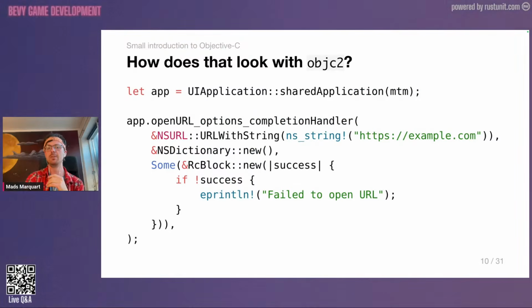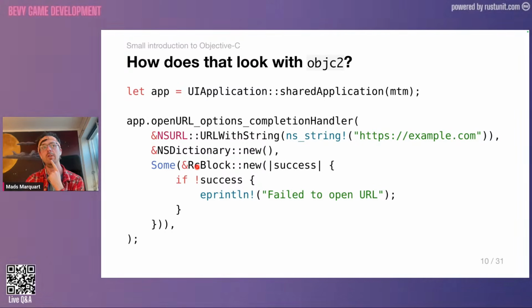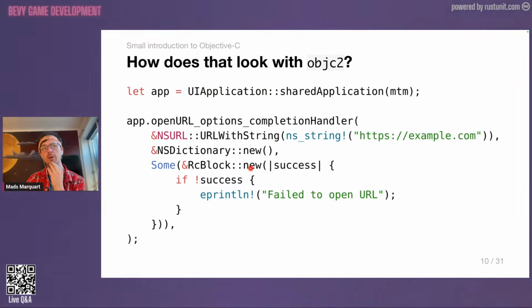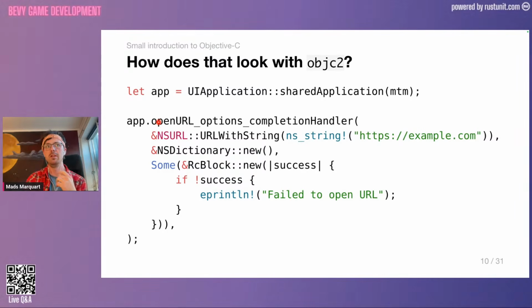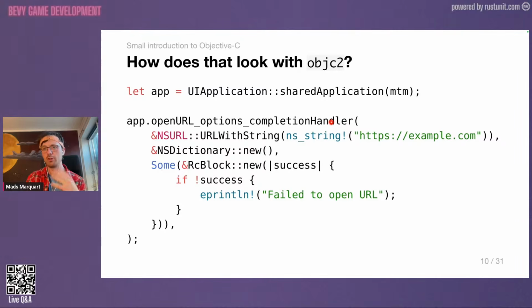So a few things here. We're using this ampersand because we're creating new objects here. We only need to pass a reference. And we're using Some here because the completion handler is optional. And we use this RcBlock here because we need to convert a Rust closure to an Objective-C closure. Those are called blocks. It should be fairly obvious when you look at the signature, like if you go onto docs.rs and look at the signature for this method, it should be fairly obvious how to call it, hopefully.